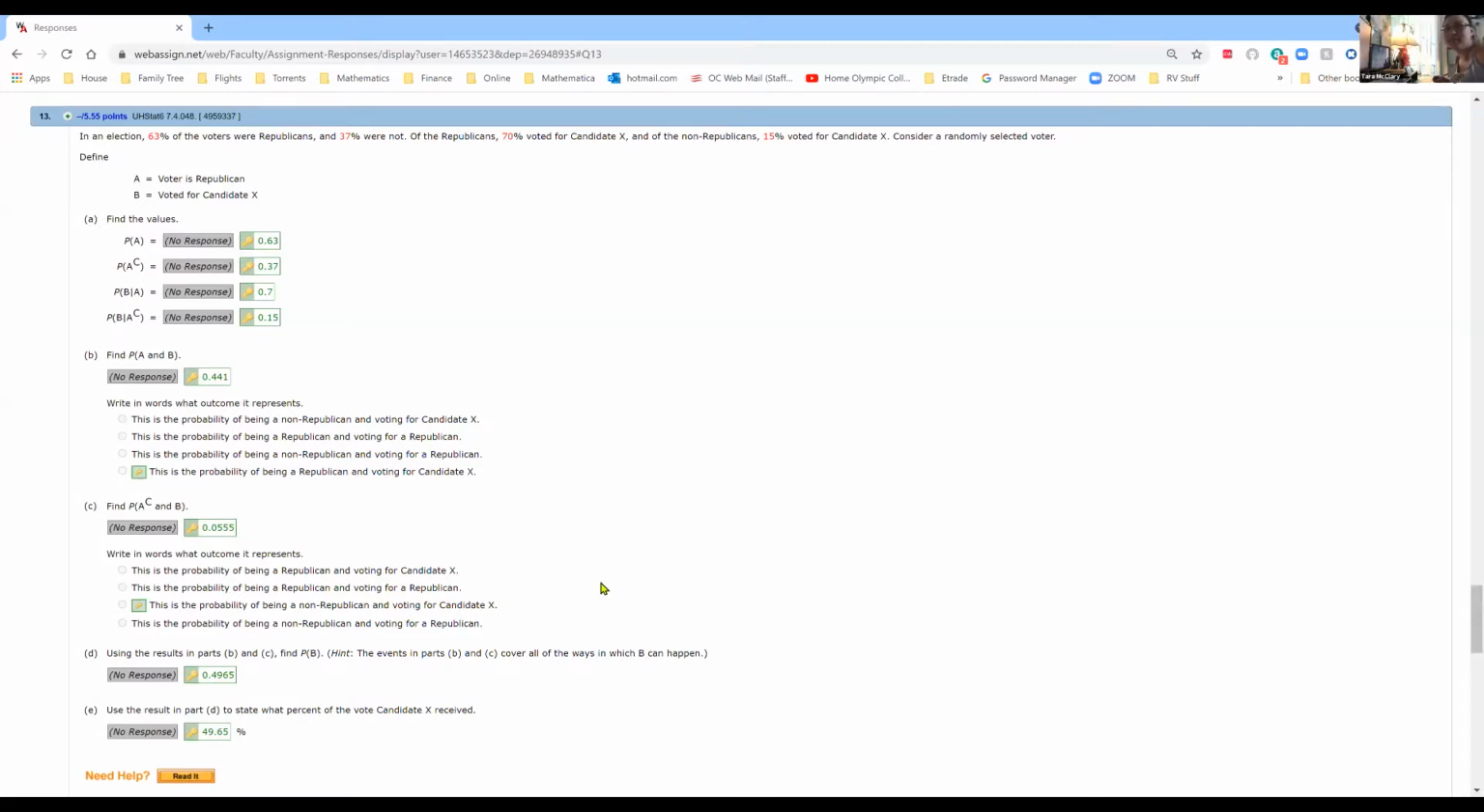Yes, that's the guy. Right. Now, when you do questions that involve two different things, in this case voting Republican and voting for candidate X, you're almost always going to end up having to deal with what's called a probability tree.